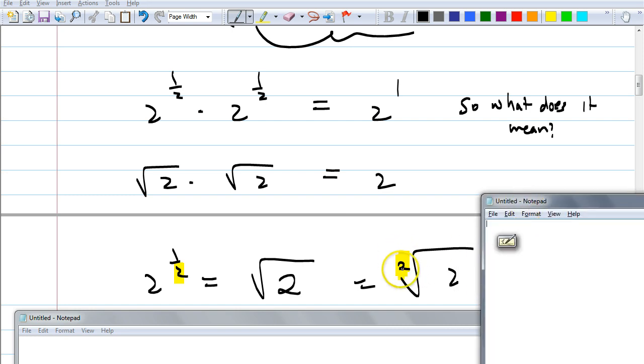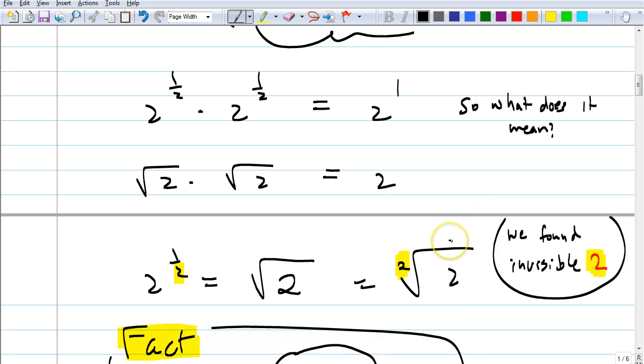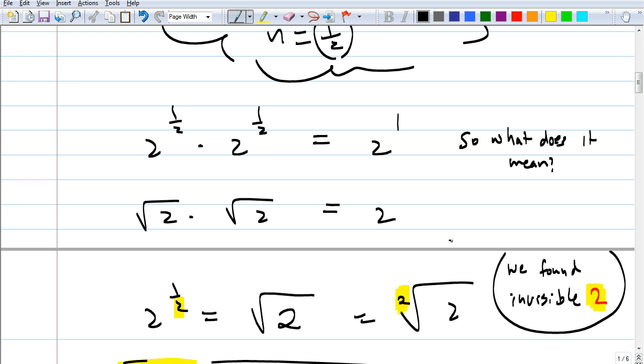That little 2, guess where that 2 comes from? The denominator. Okay. So you're supposed to write square root of 2 this way. People got tired of writing that little 2, so they got rid of it. So if you don't see one, that means there's a 2 there. So we found an invisible 2. Just like invisible 1, there's an invisible 2 too.